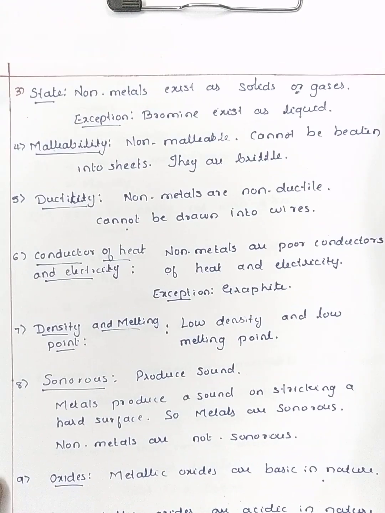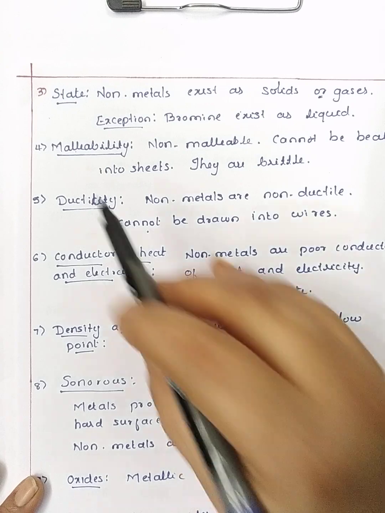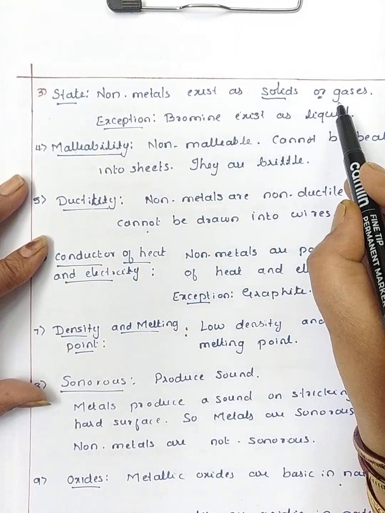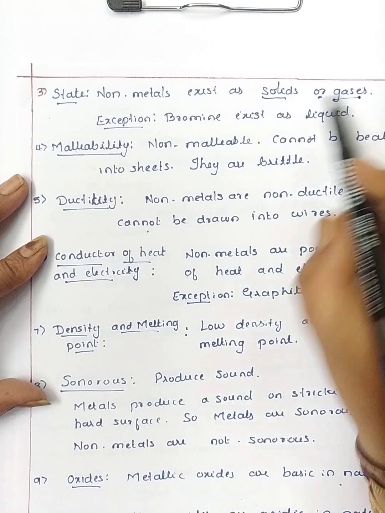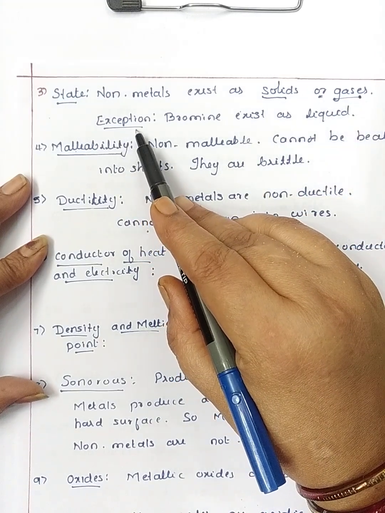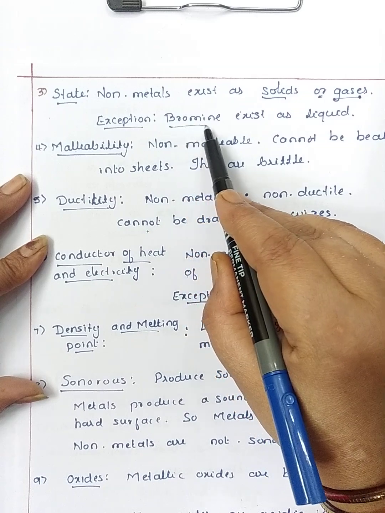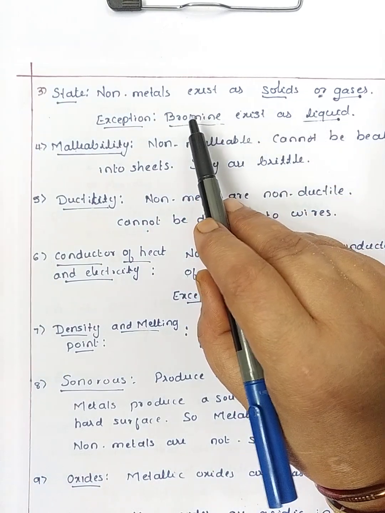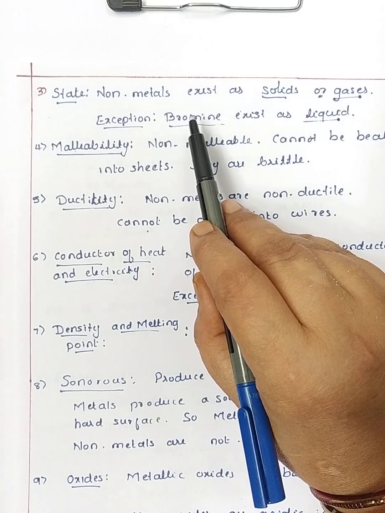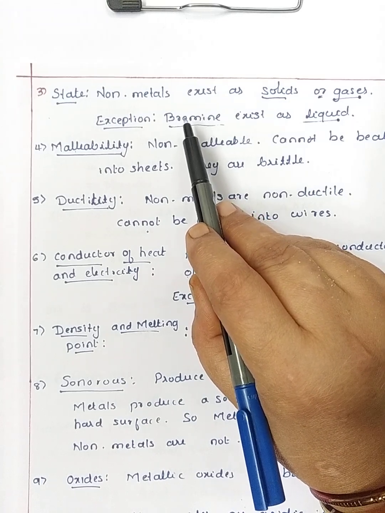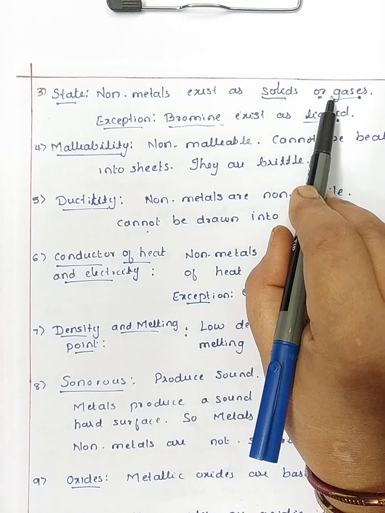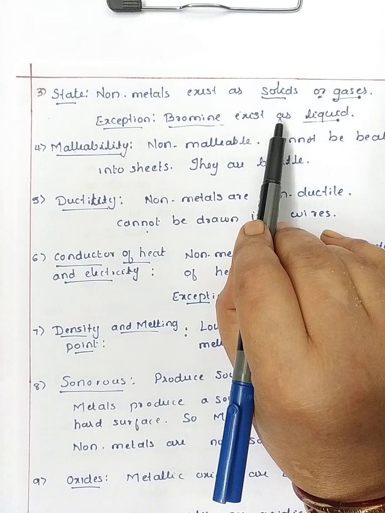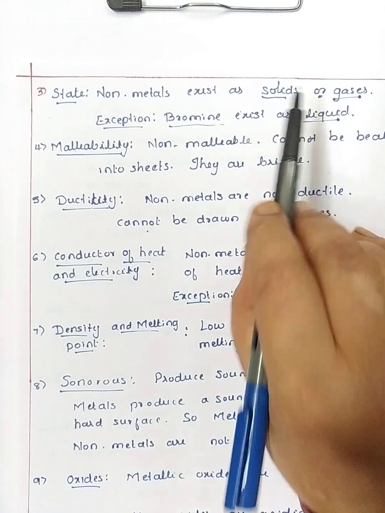And the next property is their state. So what are the states? How do they occur? Non-metals almost exist as solids or gases. Here also an exception case is there. Bromine is a liquid. According to the character property of the non-metals, they occur as solids or gases. But here bromine exists as a liquid. It is not in a solid or gaseous state.